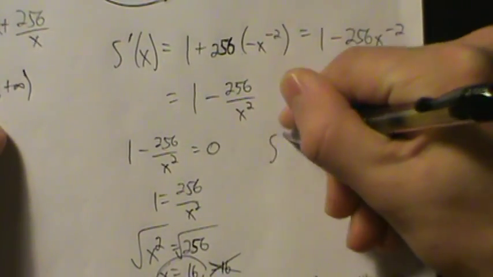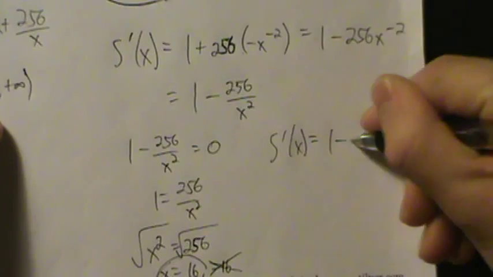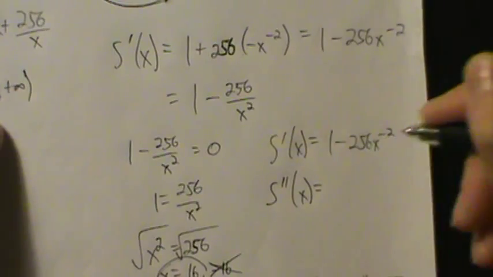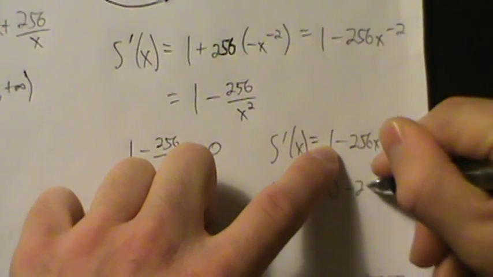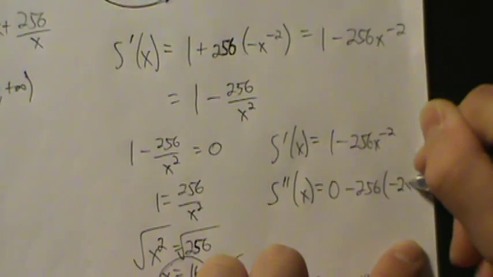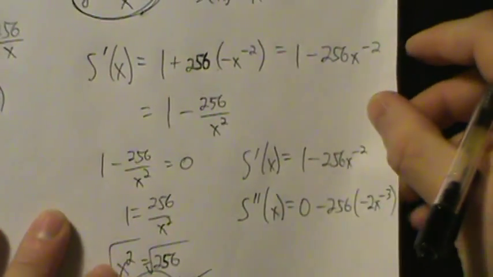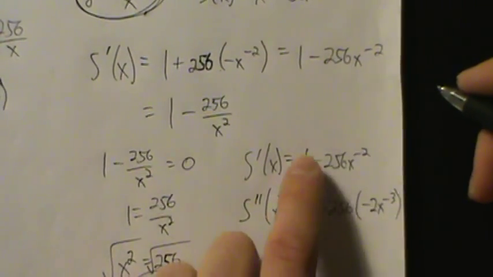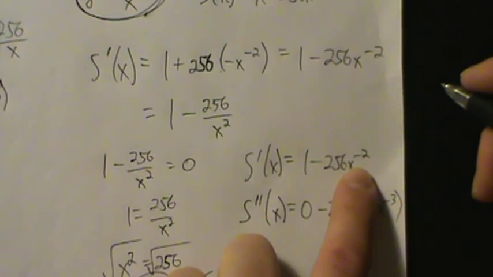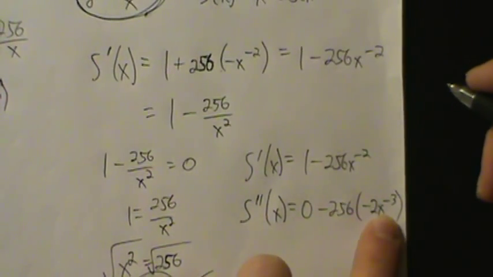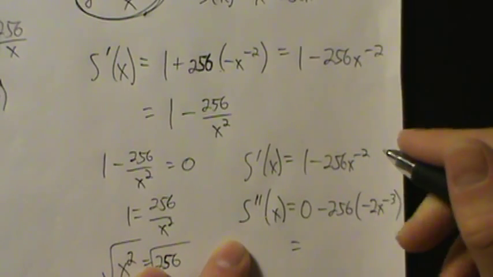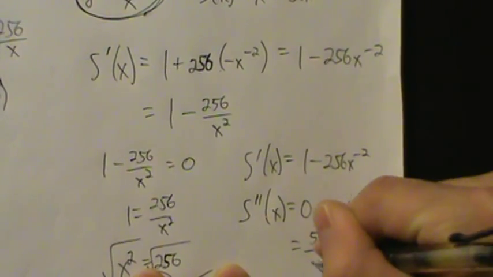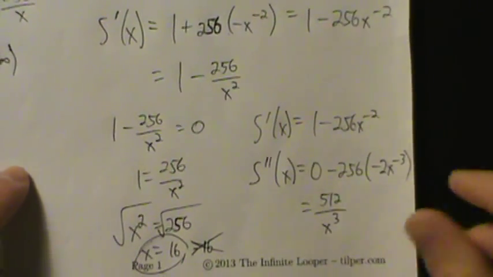So if s prime of x equals 1 minus 256x to the negative 2, then s double prime of x equals 0 minus 256 times negative 2x to the negative 3. Again, that's just power rule right there. So this 1, take a derivative, becomes a 0. Then here we just did the power rule. So minus 256 is a constant multiple, and then x to the negative 2 becomes negative 2x to the negative 3. So then s double prime of x equals positive 512 over x cubed. Okay, so that's s double prime of x.